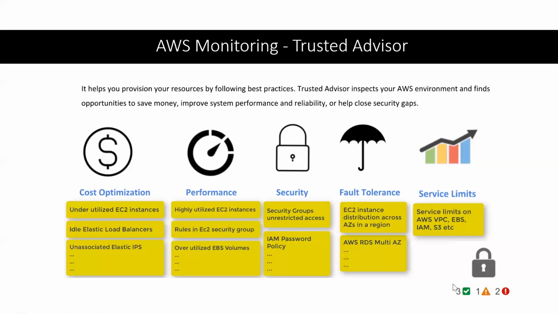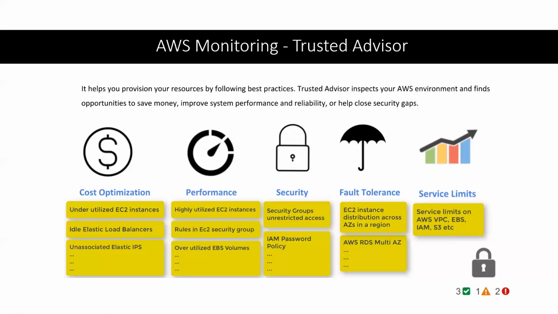By default, you have to go ahead and buy the plan for this. It is a global service first of all, not a region-specific service. The second point is that in the basic and developer plans, you get 7 default core checks on its own for Trusted Advisor.